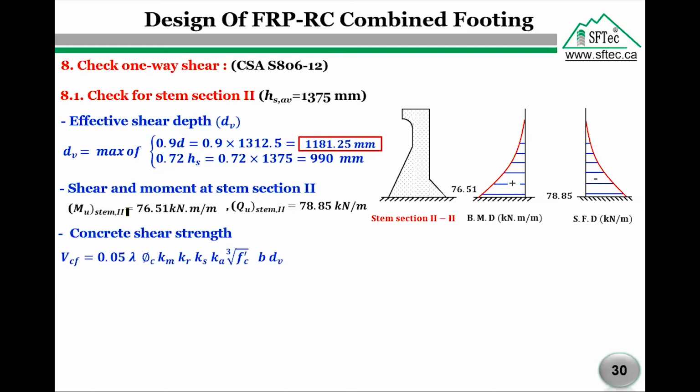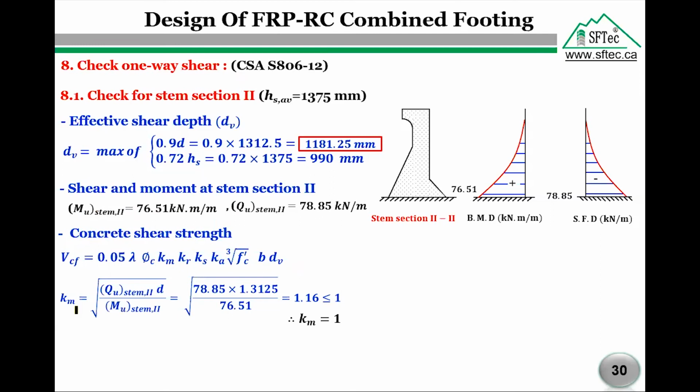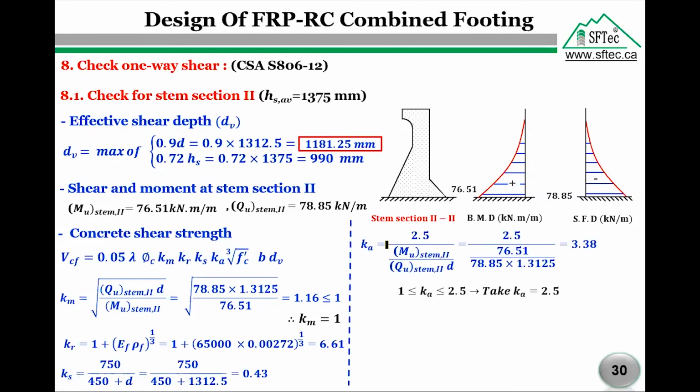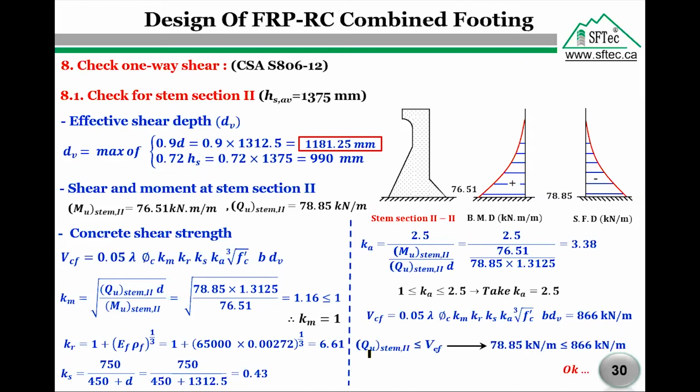The allowable one-way shear strength for the concrete according to the Canadian Standard S806 of the year 2012 can be calculated using this equation. We have some important factors here affecting the one-way shear strength. Number 1, the factor Km, is a coefficient taking into account the effect of moment at critical shear section. The factor Kr is a coefficient taking into account the effect of reinforcement rigidity. The factor Ks is a coefficient taking into account the effect of member size, while factor Ka is a coefficient considering the effect of arch action. Finally, the one-way shear strength equals 866 kilonewton per meter for stem section number 2. By comparing both values, the allowable and the ultimate for the one-way shear, the stem section is safe against one-way shear.